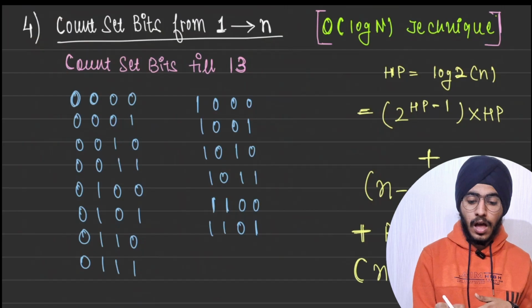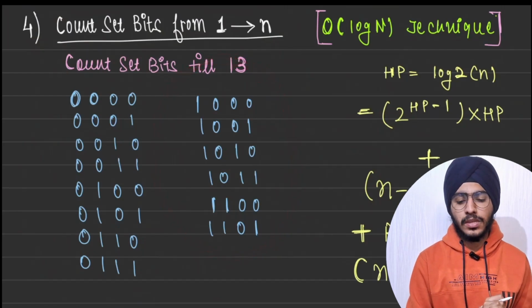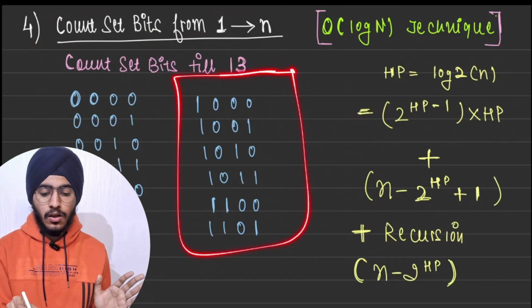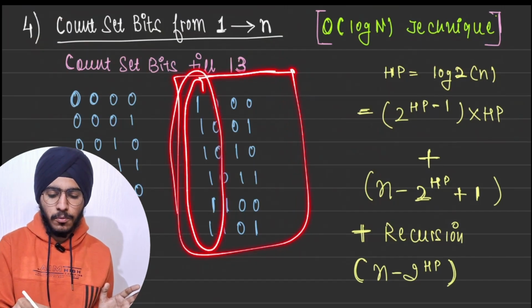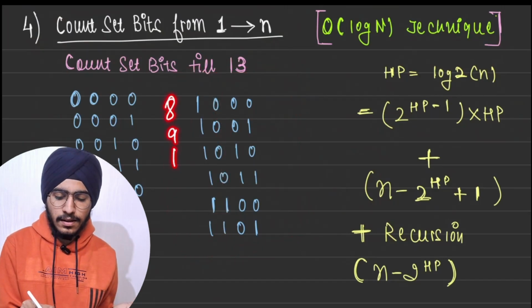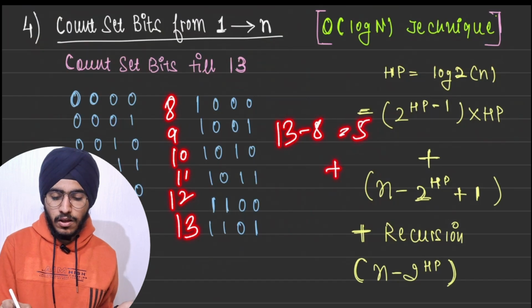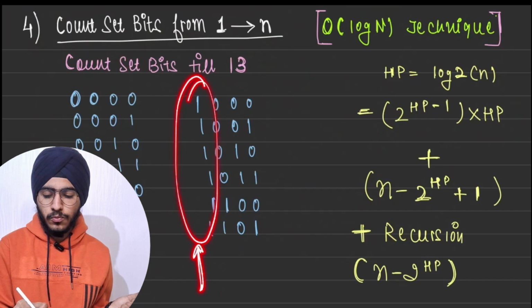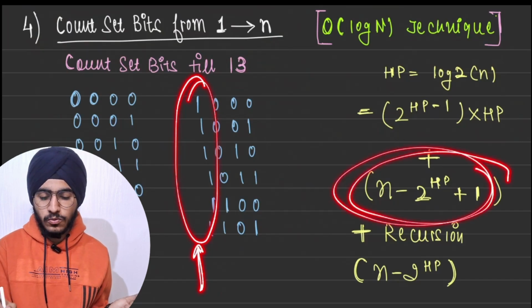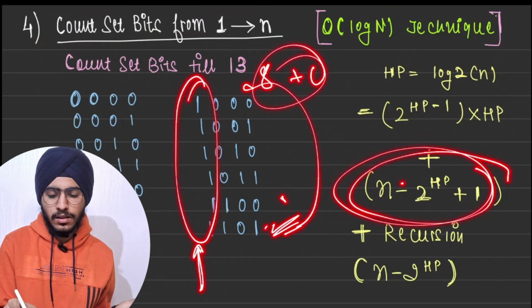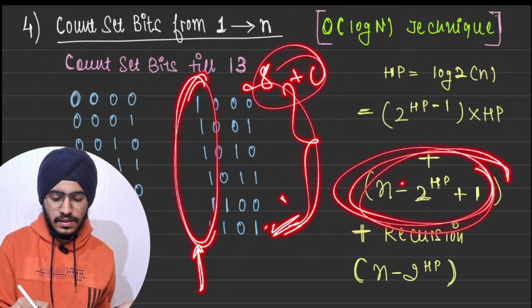Now, how to find the remaining set bits? We know that these numbers are there. We will count the set bits from here first. So what is the number of set bits? It is 8, 9, 10, 11, 12, 13. So 13 minus 8 is 5, 5 plus 1 is 6. So we have 6 set bits here. So we will say n minus 2 raised to power HP plus 1. That is, whatever the number is, minus 8 plus 1 will be the number of set bits here.